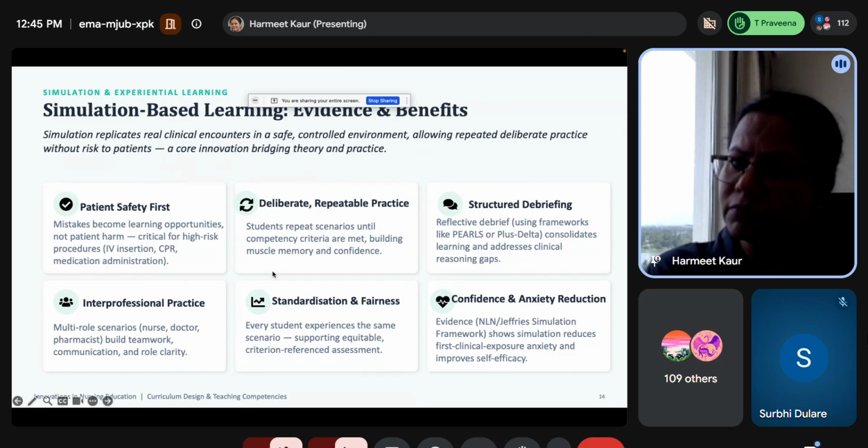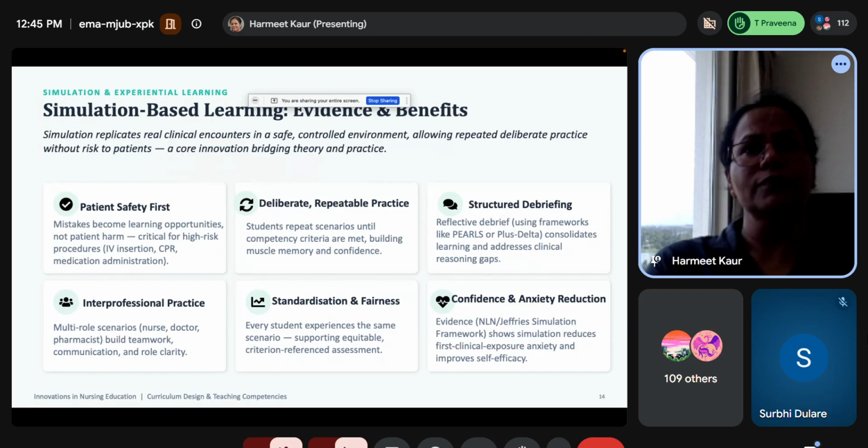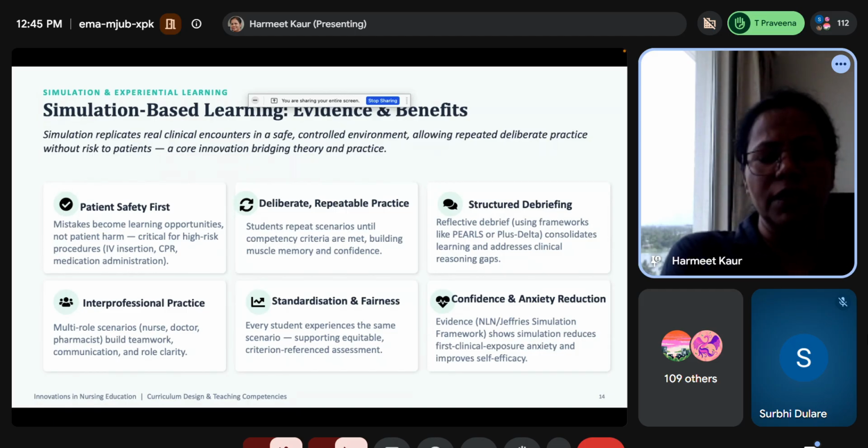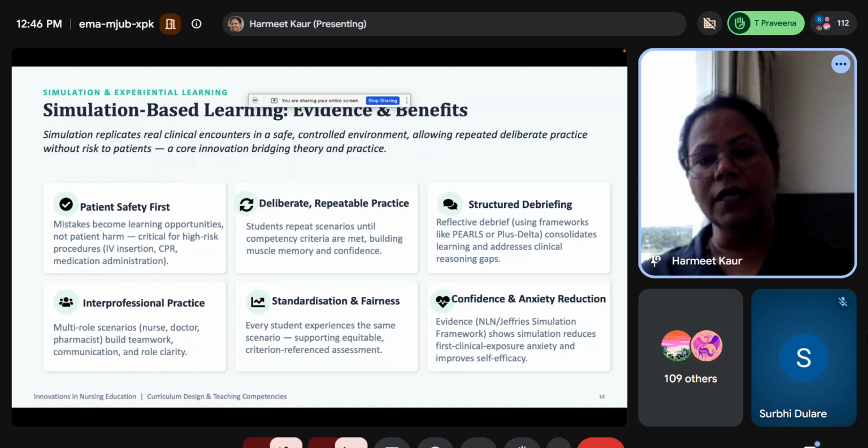Then deliberate repeatable practice. They can keep on repeating the scenarios. They have time in lab. You can keep on repeating and then the student can become competent. They will know where they missed a particular step in the last scenario. Then they can do it again till the time they feel really confident that now they are able to follow.